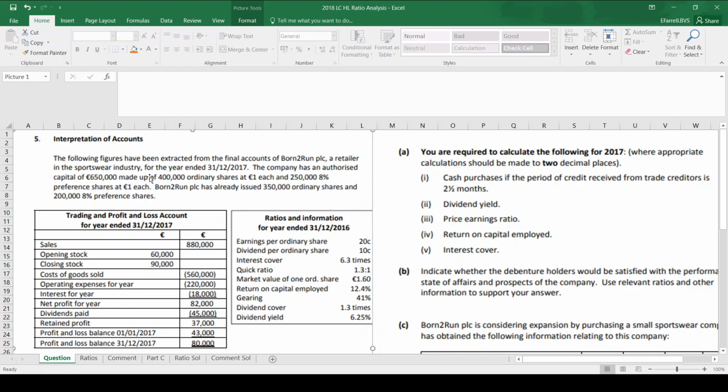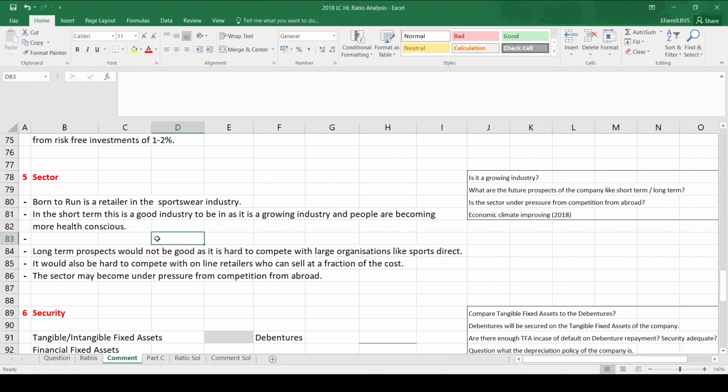So this company here, Born to Run PLC, is a retailer in the sportswear industry. Again, this was back in 2017, so it would have changed slightly at the moment. In the short term, it's a good industry to be in, as it's a growing industry and people are becoming more health conscious. However, long-term prospects would not be good, as it's hard to compete with large organizations like Sports Direct and Nike and all of these companies.